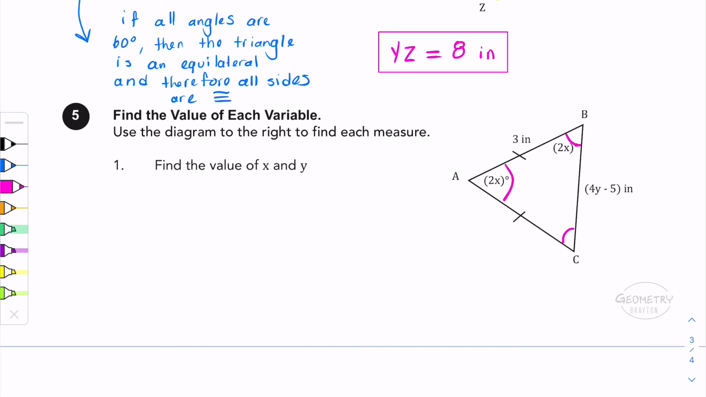So I know that every angle in this figure is 60 degrees. So knowing that every angle is equal to 60, I know that every angle is represented with 2x, so 2x must equal 60, and in that case, x is equal to 30.